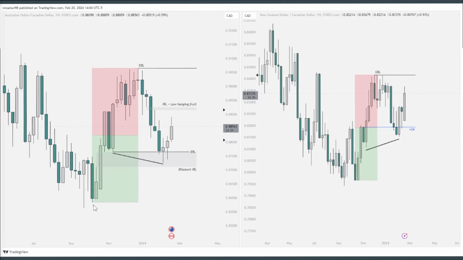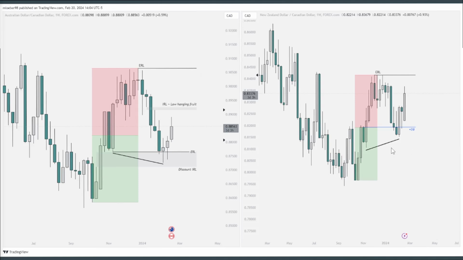Price has a dealing range from this low to this high. We retrace into the discounted internal range, but also taking out external range lows. So we have a two-sided bias here with two different targets. Once price reaches the daily or the weekly internal and external range, we have a premium internal range draw and then the weekly dealing range external high. That's another draw on liquidity.